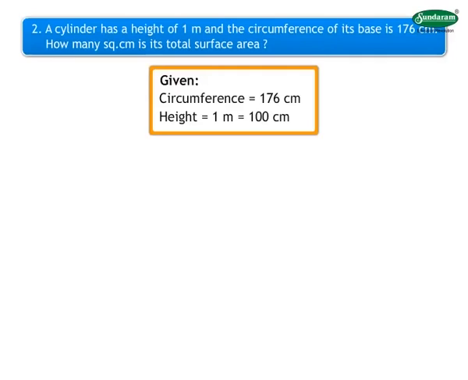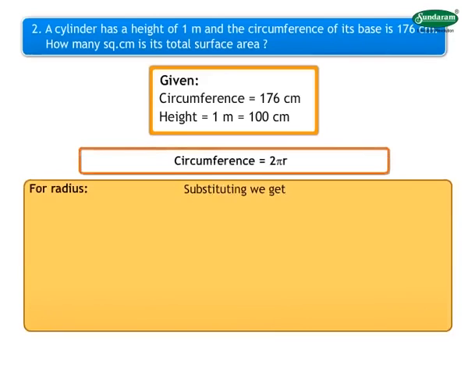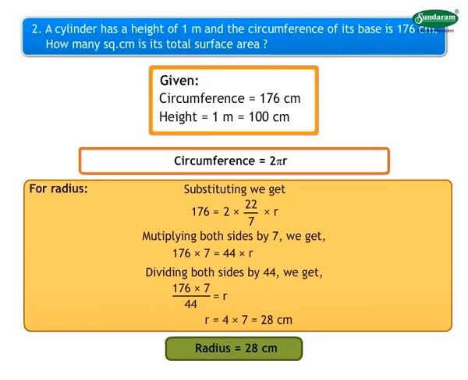Secondly, we require the radius to find the total surface area. Hence, we will first find the radius from the circumference. Hope you remember the formula of circumference. The formula of circumference is equal to 2 pi r. Substituting, we get 176 is equal to 2 into 22 upon 7 into r. Multiplying both sides by 7, we get 176 into 7 is equal to 44 into r. Dividing both sides by 44, we get 176 into 7 upon 44 is equal to r. Therefore, r is equal to 4 into 7, which is 28 centimeter. Radius is equal to 28 centimeter.